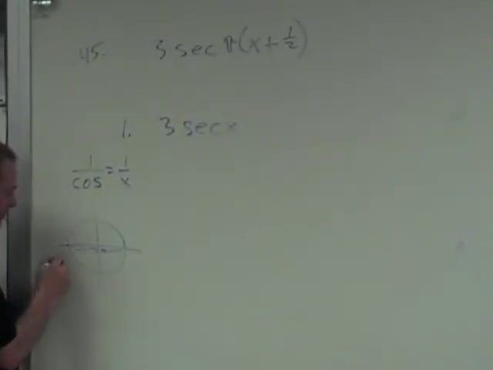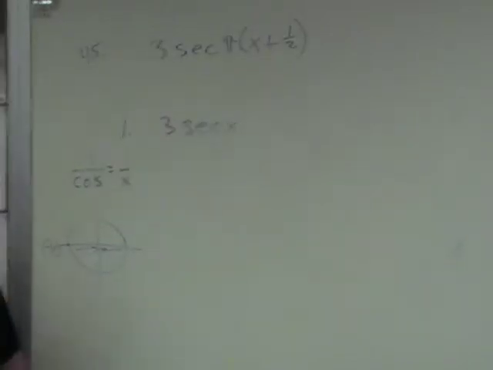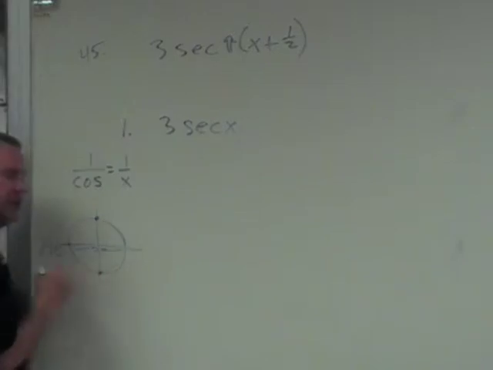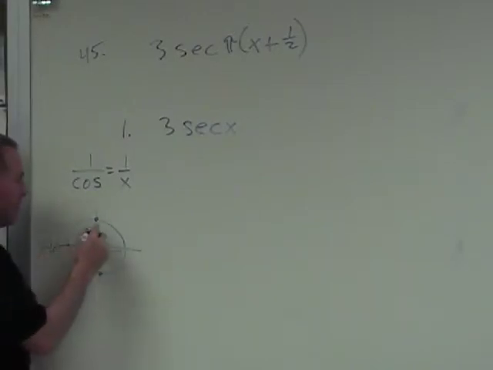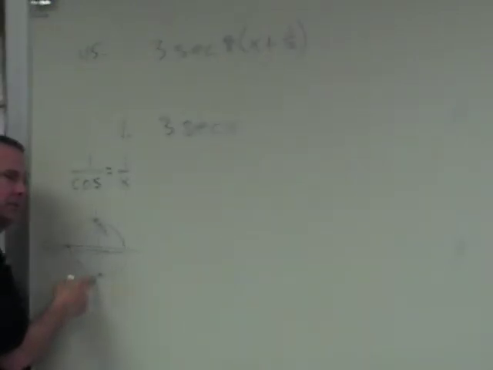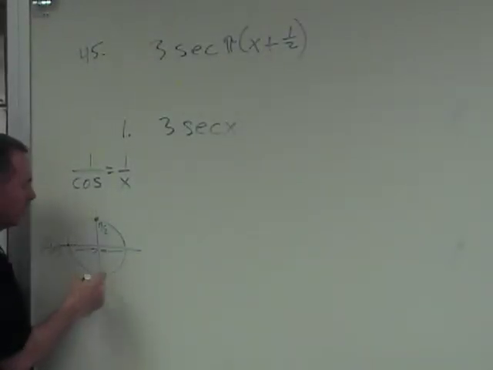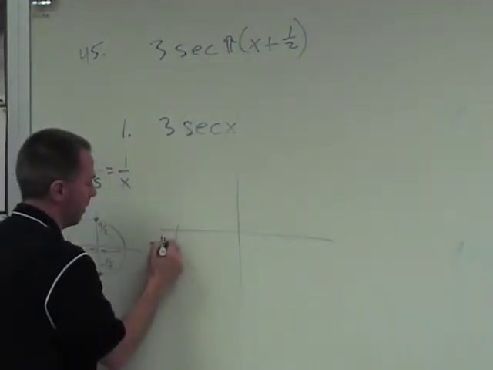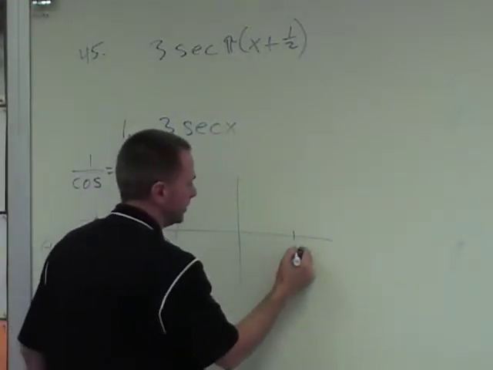Pi is right here. That'd be -1, 0. X is -1. What's another way of saying 90 to 270? Pi over 2 to 3 pi over 2. This is 3 pi over 2, or we're going to call it -pi over 2. I'll tell you why when we're done here.